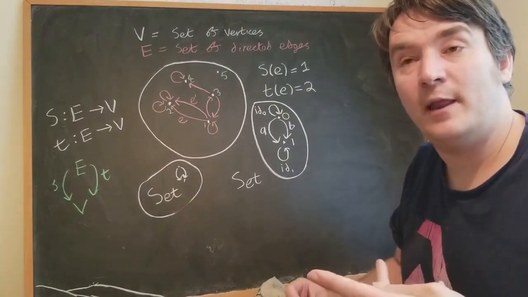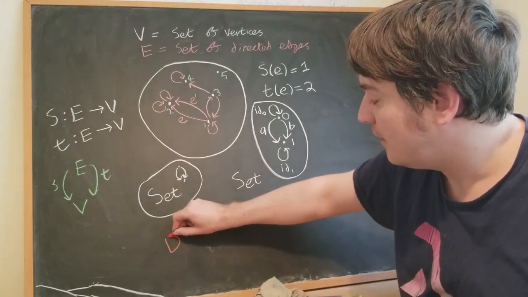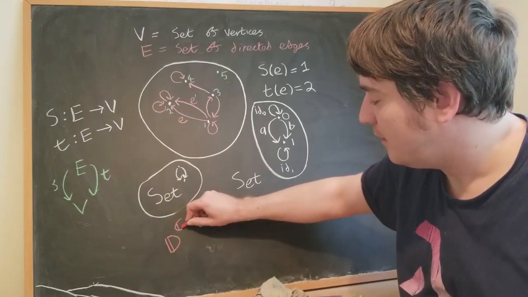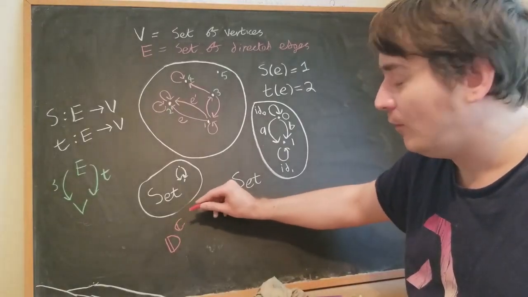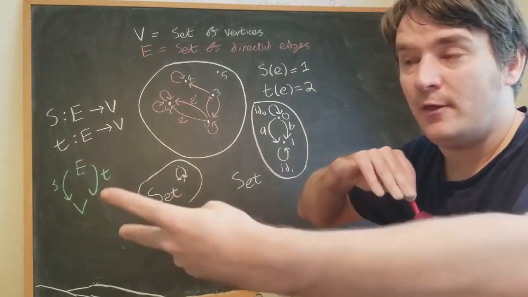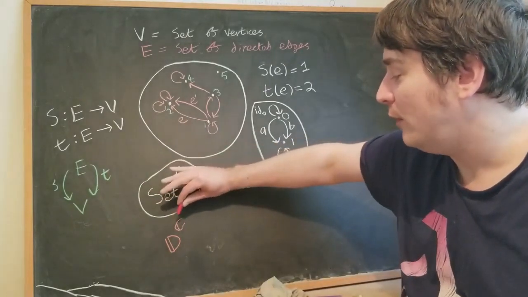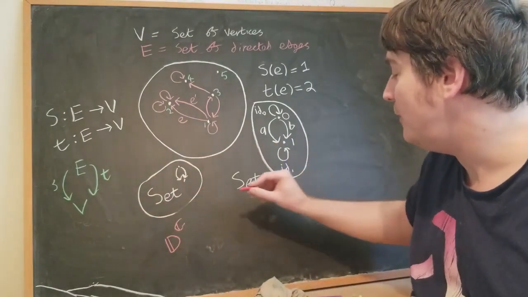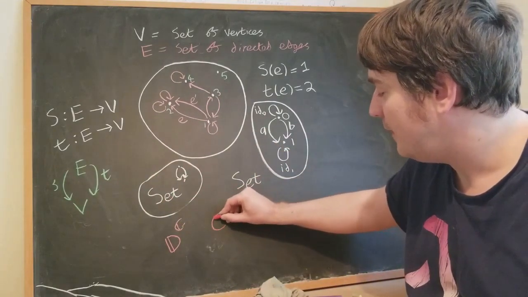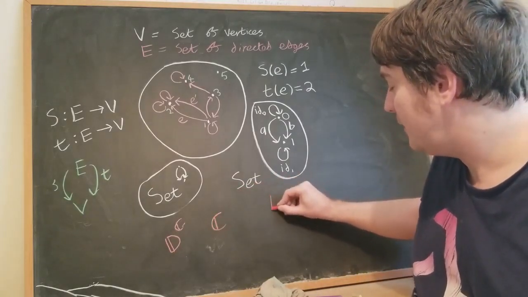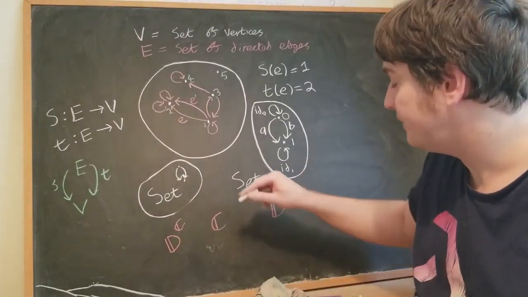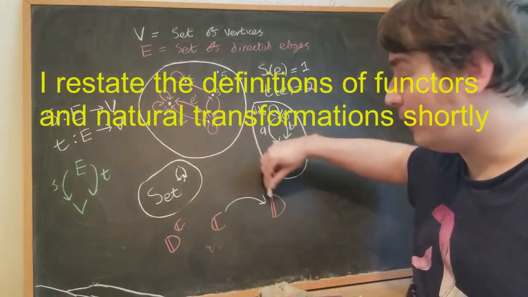Well, let's look at a more general example. How about a D with a C upstairs like this? What does this mean? So what this means, we've come across this notation before, it means the category of functors from C to D. Okay, so here's this category C, and here's this category D. And we may have functors going from C to D.